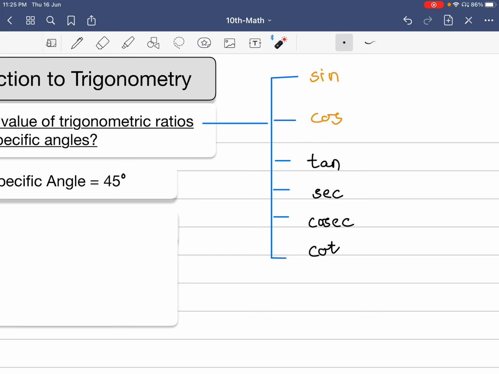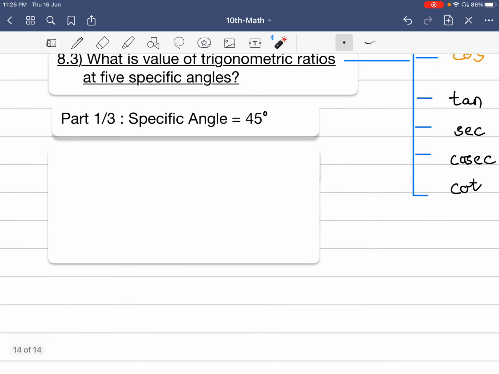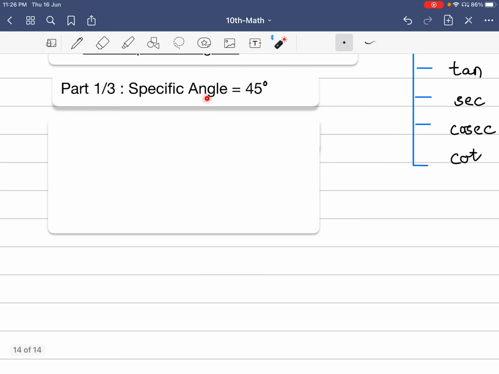Very important, we want to note that these 4 trigonometric ratios are derived from sine and cos. So when we are finding the value of these 6 trigonometric ratios at the specific angle of 45 degree, all I need to do is find the value of sine 45 and cos 45. Once that is done, these 4 values can be easily derived. So our first understanding is that we will be finding only sine 45 and cos 45 because those are our basic foundational trigonometric ratios. These 4 are derived.